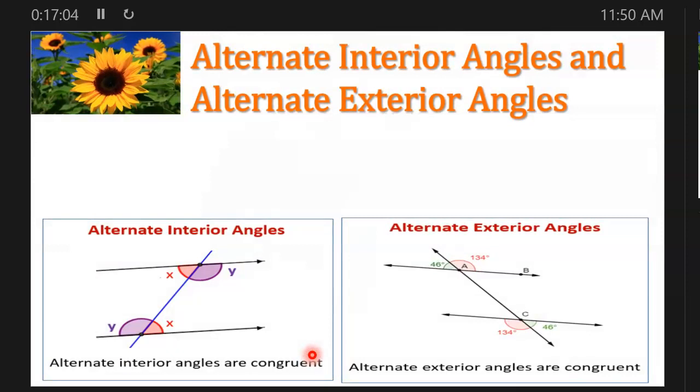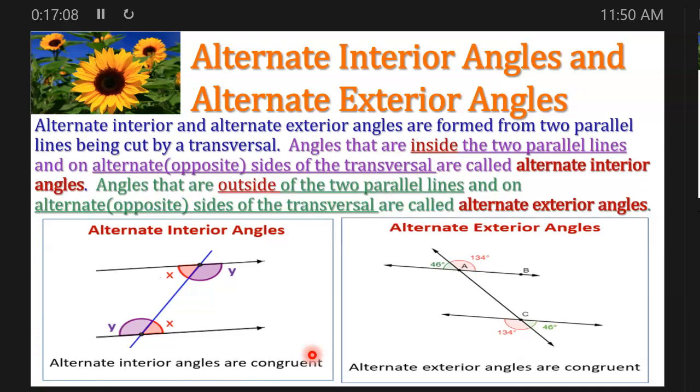Now here's our first one we're going to talk about: alternate interior and alternate exterior angles. Alternate interior and alternate exterior angles are formed when two parallel lines are being cut by a transversal. Angles that are inside the two parallel lines and on alternate or opposite sides of the transversal are called alternate interior angles. Angles that are outside of the two parallel lines and on alternate or opposite sides of the transversal are called alternate exterior angles.